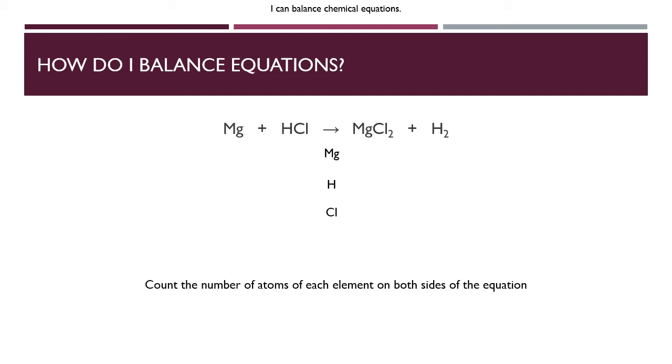I will now count how many atoms of each of those elements I have on either side. On the left side, I can see I have 1 magnesium atom. It's right here. On the right side, I also have 1 magnesium atom. Remember, this subscript 2, because there are no parentheses, only applies to the chlorine. That 2 does not go with the magnesium. On the left side, I have 1 hydrogen. And on the right side, I have the 2 hydrogens that you can see there. On the left side, I have 1 chlorine. On the right side, I have 2 chlorines.